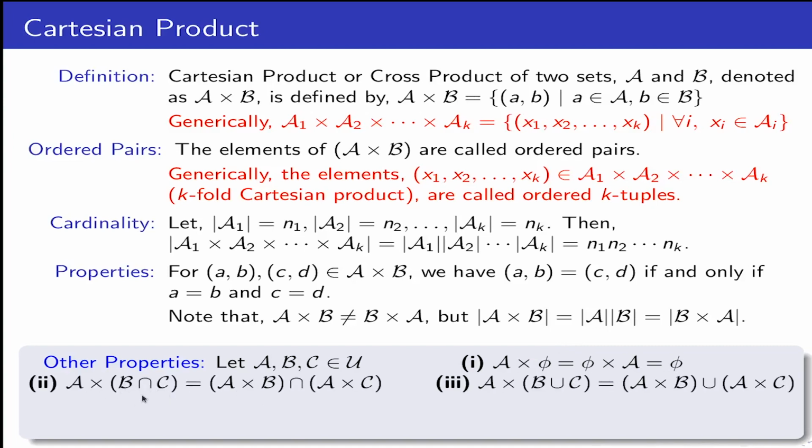Cross product is also distributive over intersection. As we have proved in our previous class, if an element x comma y belongs to this, that means x belongs to A and y belongs to B intersection C, which means x belongs to A, y belongs to B, and y belongs to C as well. All of them are joined by and, so I can say x belongs to A and y belongs to B, and x belongs to A and y belongs to C. So this follows. Similar for the union case as well.